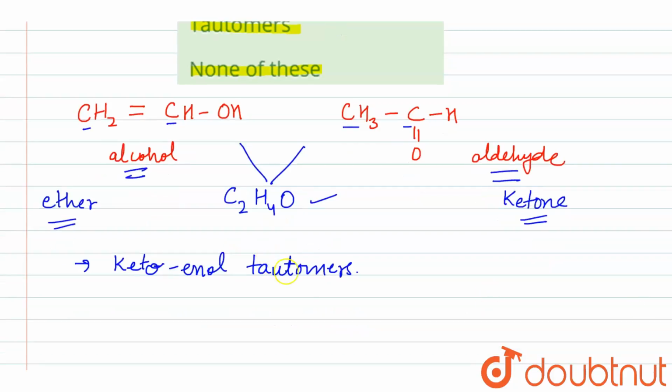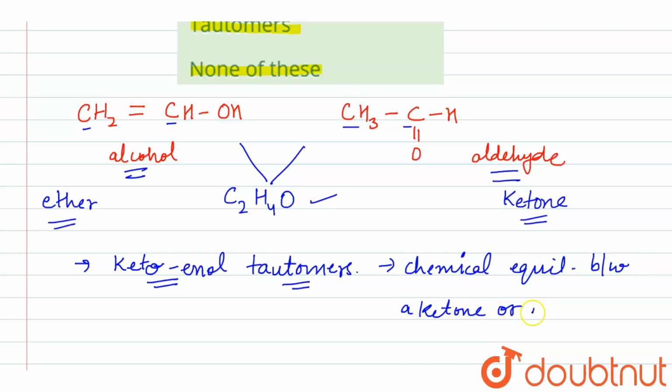Basically, tautomerism is a process by which protons are transferred from one side to another by a series of steps in which the solvent is an intermediary, right? Keto-enol tautomerism is a type of tautomerism in which there is a chemical equilibrium between a ketone or aldehyde and an enol. Enol is alcohol.